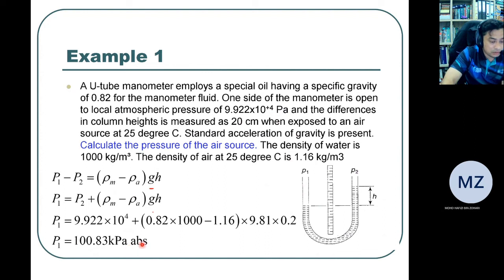Why absolute? Because at P2 there is involvement of the atmospheric pressure. So if you want to find the gauge pressure, just subtract the atmospheric pressure. For this case, atmospheric pressure is about 101 kPa. So this P1 is actually lower than atmospheric pressure.